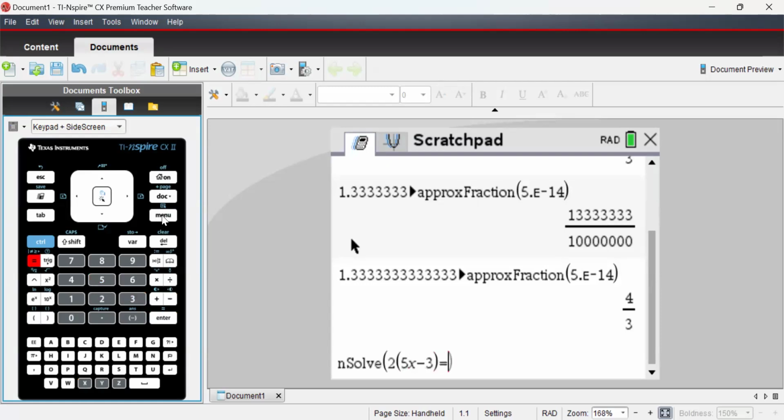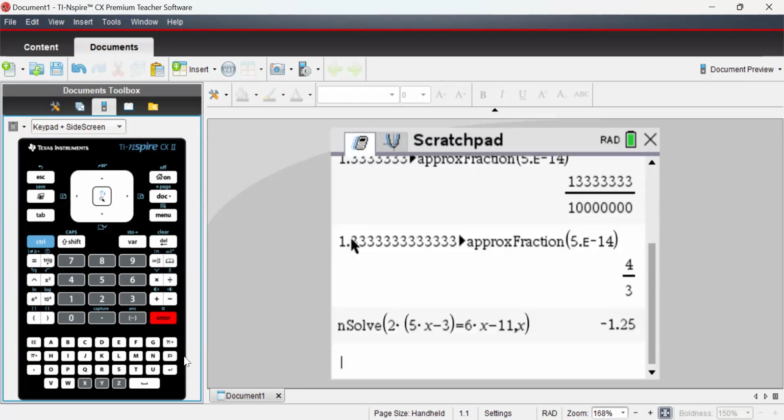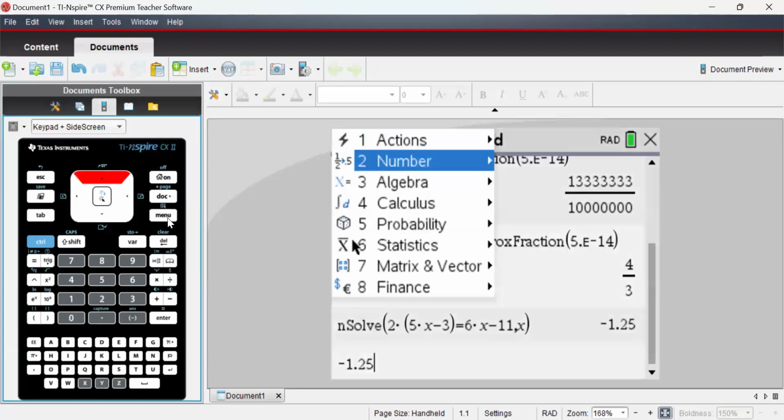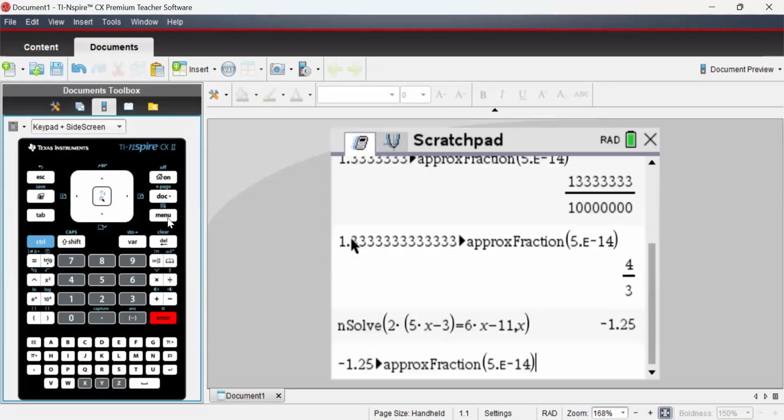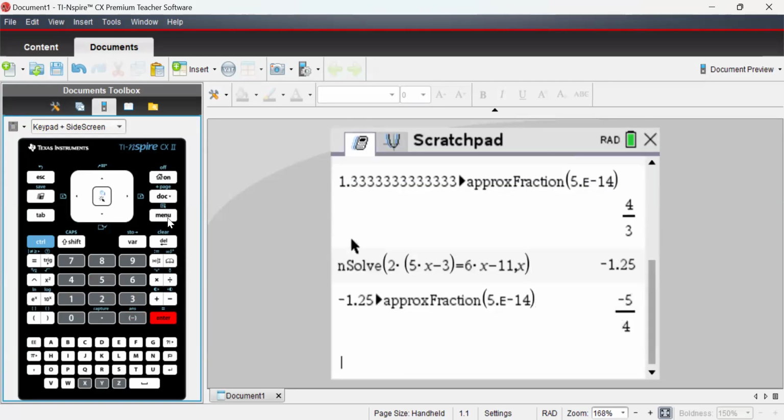Equal sign is to the left of your 7. And don't forget what at the end, comma X. And then hit enter. We have a decimal. So I want to convert that to a fraction. That one doesn't repeat. Hit enter again. So -5/4.